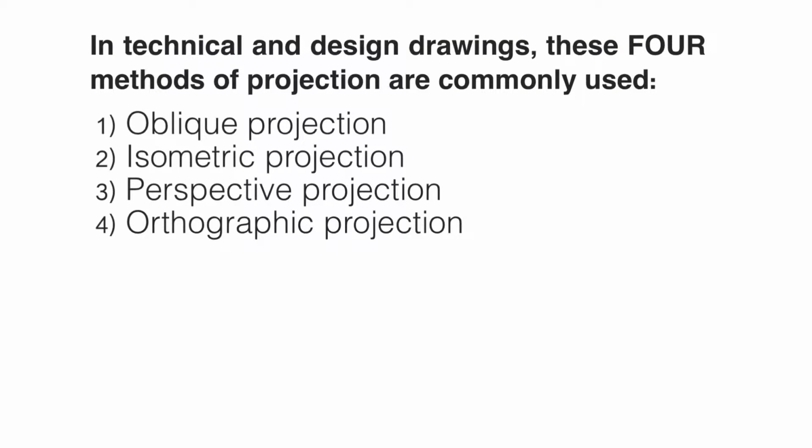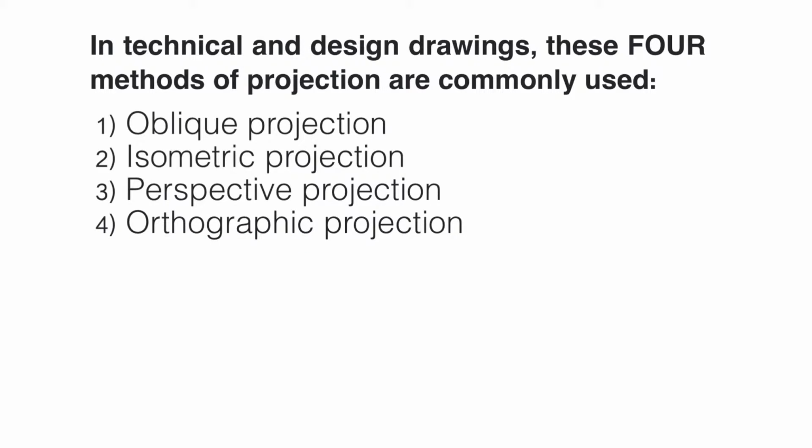For our first lesson, I would like to cover these four methods of projection that will be commonly used for our lessons currently as well as for next year's program. The first one that we're going to cover will be oblique projection. The second one is isometric projection. The third one, perspective, and lastly, orthographic projection.